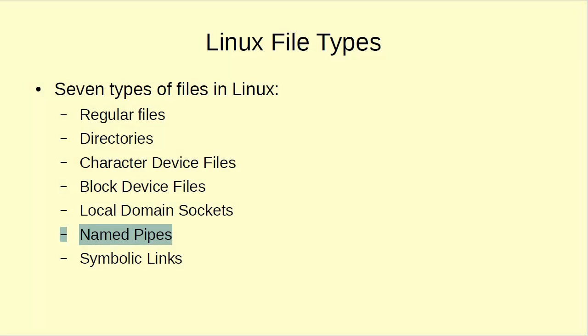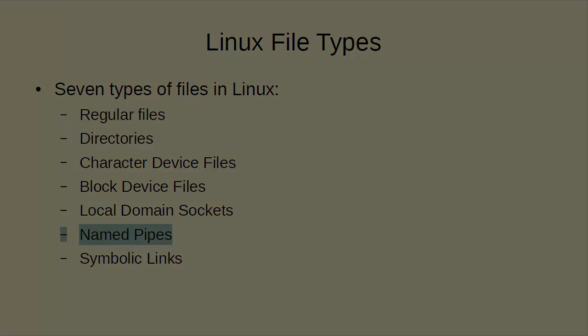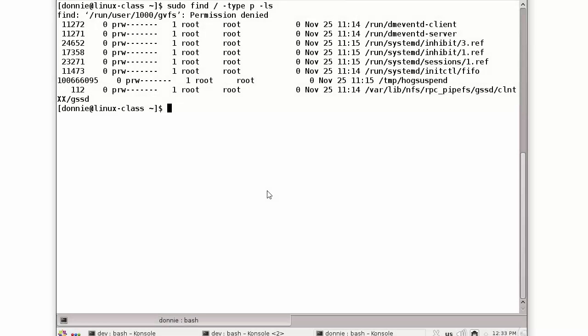The next type of file we have is the named pipe, which just does nothing except help out with network communications. Again, here we use the find utility to find the named pipes on our system, and you can see that we know what they are because we have a P in front of the permission settings.